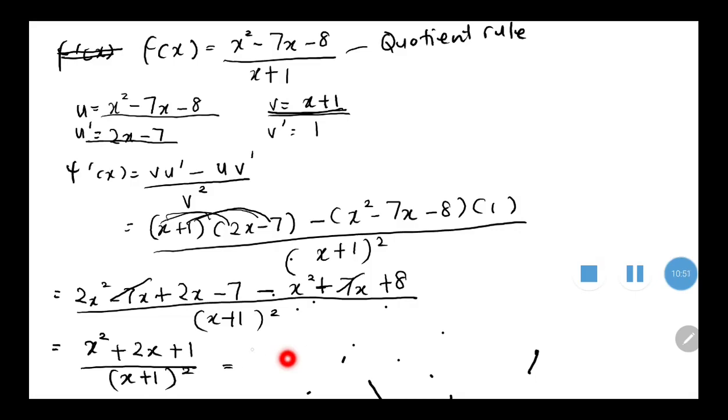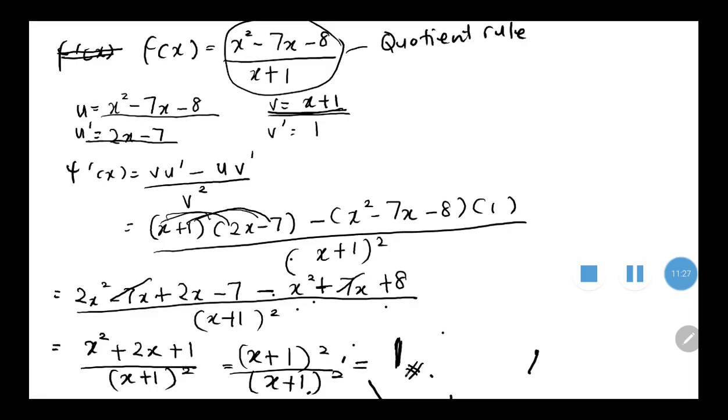So can you simplify this? Of course you can. x squared plus 2x plus 1 can also be factorized like this: (x plus 1) squared. So the answer is what, guys? (x plus 1) squared over (x plus 1) squared. The answer is 1. So f prime x of this equation, you will get the answer 1.